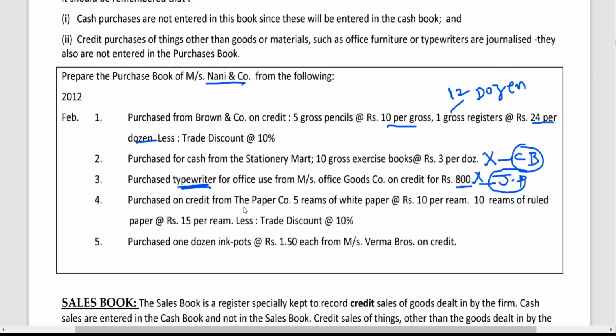Then purchased on credit from the paper company 5 reams of white paper at 10 rupees per ream. Again, this is also a physical measurement. 10 reams of ruled paper at 15 rupees per ream, less trade discount. Purchase 1 dozen ink pots at 1 rupee 50 each from Mrs. Verma on credit. So the first item is a credit purchase of stationery, and this is also a credit purchase of stationery. Now we should start working out the problem.